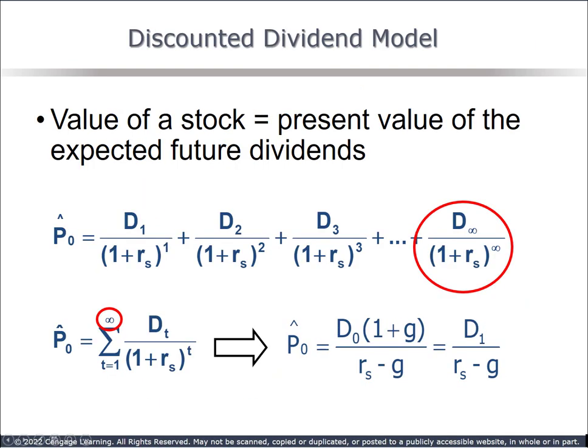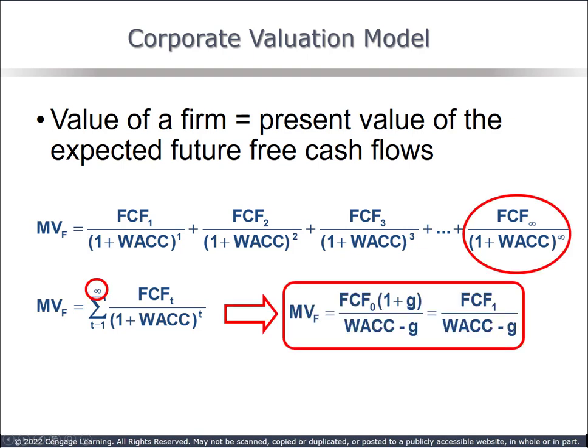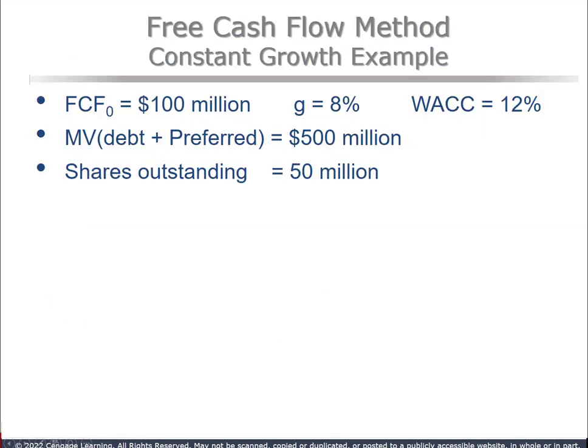Recall our basic valuation model for a share of stock and how, by assuming a constant growth rate, we could simplify it to the constant dividend growth model. We can do the same with the free cash flow model. Note that when using free cash flow, we're discounting by the firm's weighted average cost of capital, which we don't cover till Chapter 10. But using the same assumption of constant growth, we simplify to a free cash flow version of the constant growth model. Let's walk through an example.